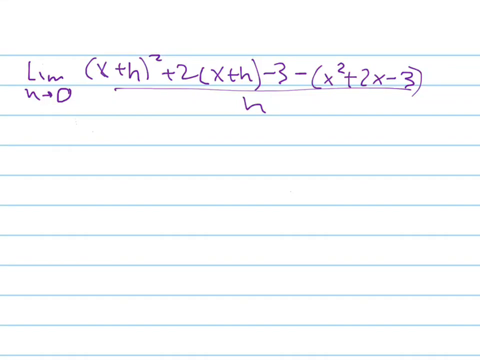So let's find this limit. Now, if you plug in 0, you're going to get indeterminate 0 over 0. So you know there's some algebra involved here. The algebra is to multiply everything out and then factor, and what will happen is when you factor an h out, you'll be able to cancel it.